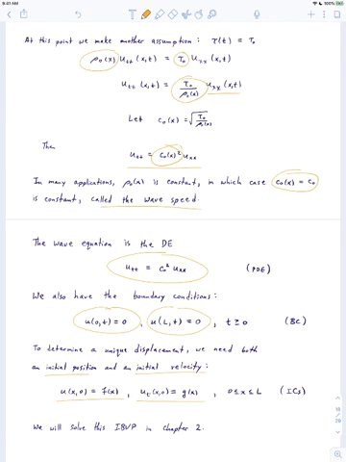Now, that's with the boundary conditions as well. So that's why this is an initial boundary value problem. And we'll solve this initial boundary value problem in Chapter 2.